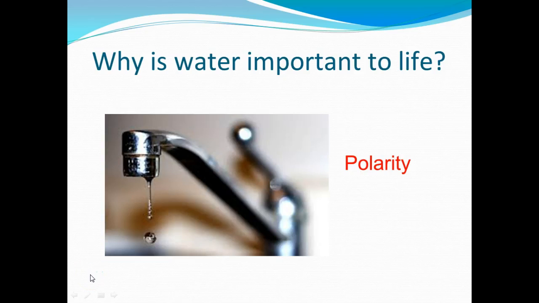Today we continue our discussion on why water is important to life. As you can see in the picture, here's a neat phenomenon with water. You can see the droplet clinging to the water faucet and then forming a perfect spherical water droplet. And the question is, why does it do that, and why is that important to life? It all has to do with the concept of polarity.